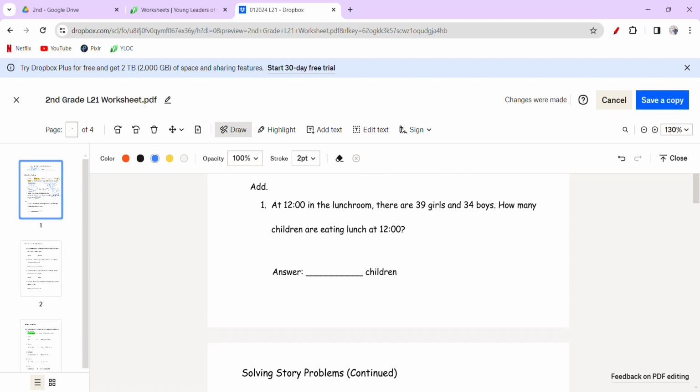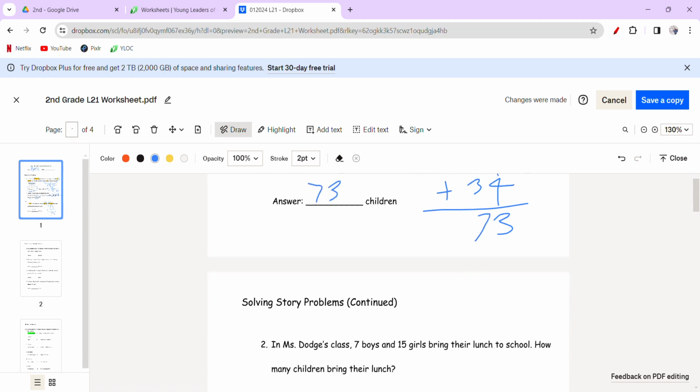We're adding here. At 12 o'clock in the lunchroom, there are 39 girls and 34 boys. How many children are eating lunch? Okay, so how many children are eating lunch at 12? They are asking us to add again, right? So 39 plus 34. We will add 9 plus 4 is 13. Put the 10 over here. 3 plus 3 is going to be 6. 6 plus 1, it will be 7. So your final answer would be 73 children.